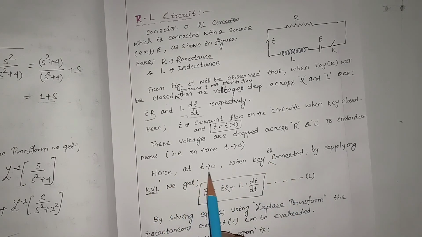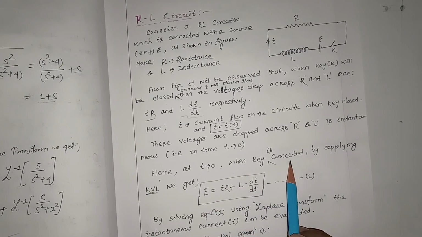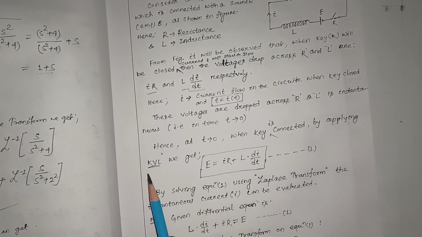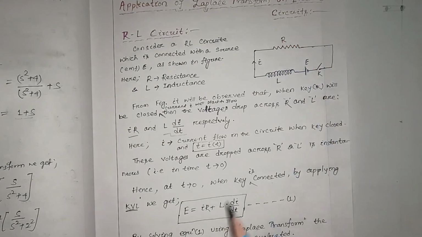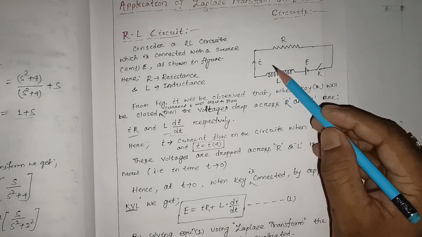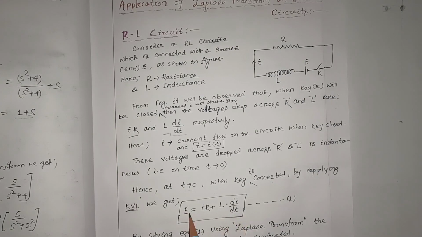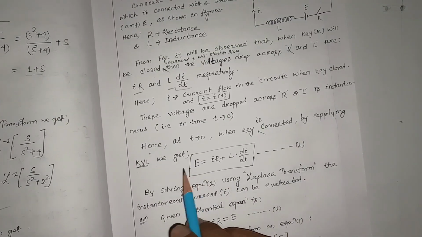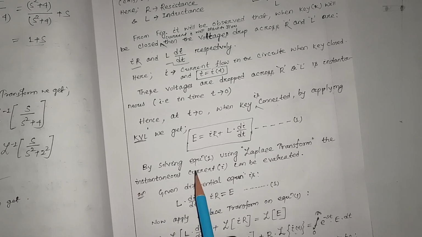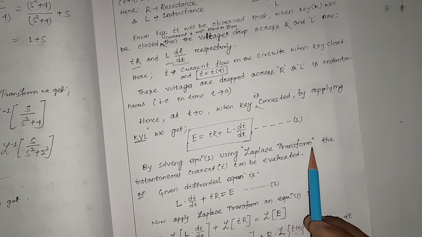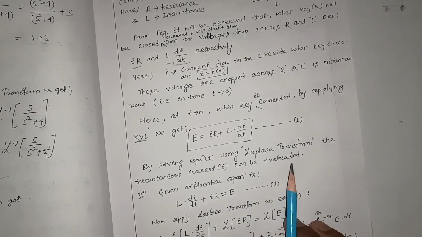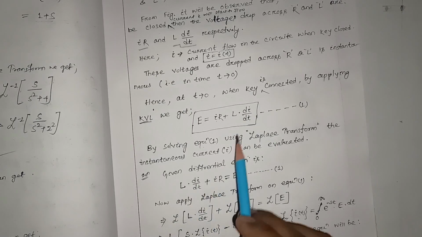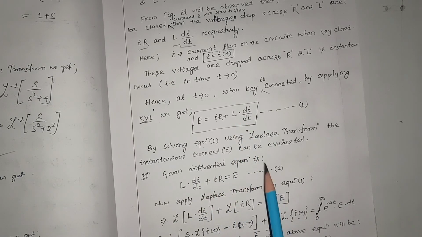Okay, so hence at t tends to 0 the key is connected. That means instantaneously, when t tends to 0, when the key is connected, by applying KVL, that means Kirchhoff's voltage law, we can get the voltage drop across R, IR, plus the voltage drop across L, L into di by dt, equal to the applied voltage. Let this be equation number 1. By solving equation number 1 using Laplace transform, the instantaneous current I, which is a function of t, can be evaluated. So here the given differential equation is L di by dt plus IR equal to E. Let this be equation number 1.